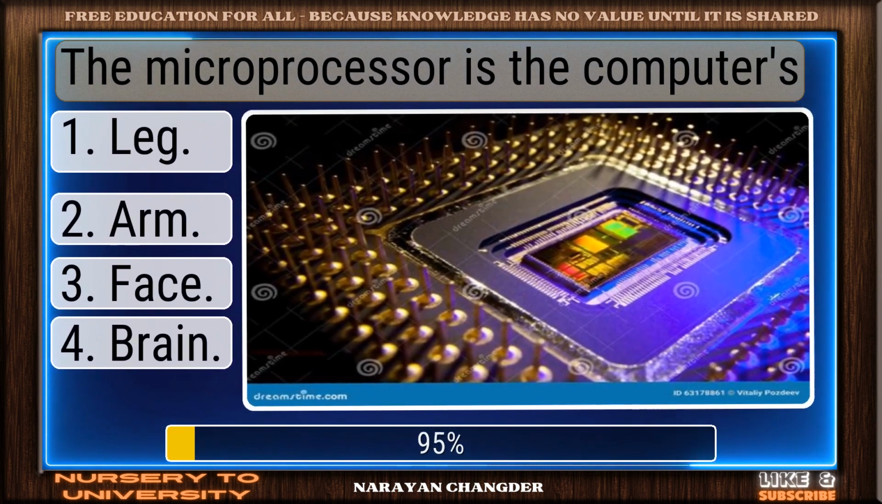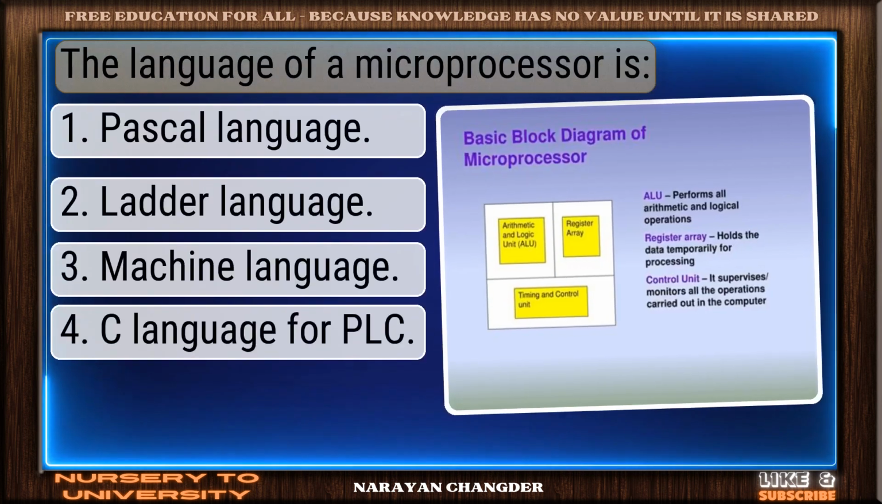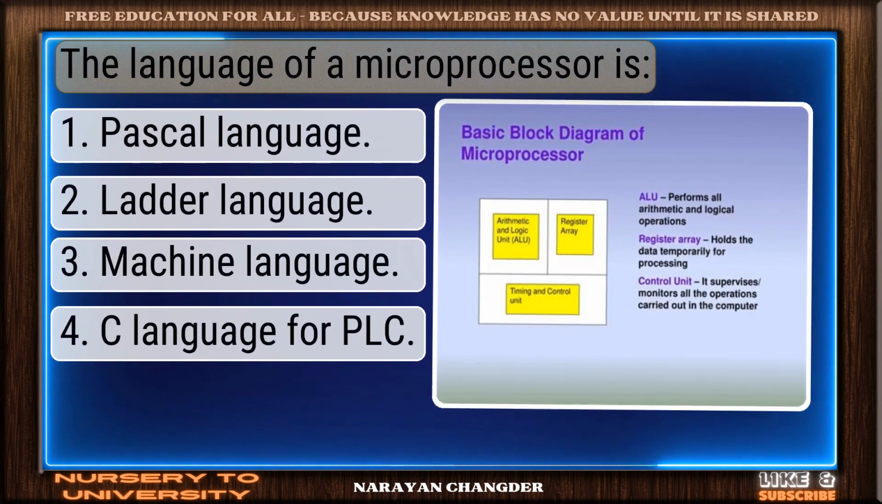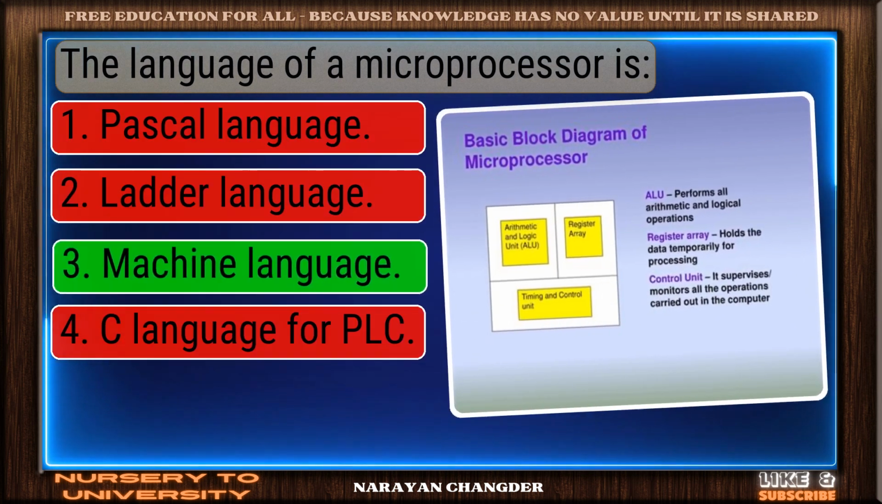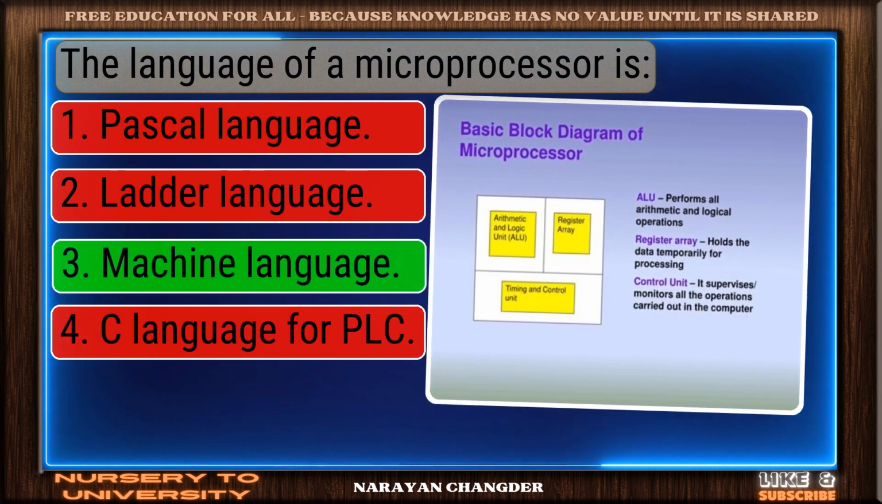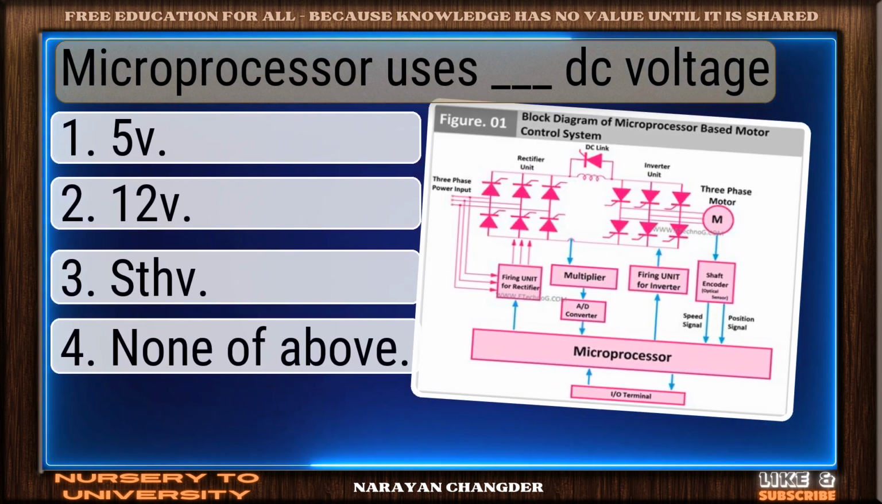On track. Brain is the correct answer. Question number 53. The language of a microprocessor is? Valid point. Machine language is true. Question number 54. Microprocessor uses -DC voltage.